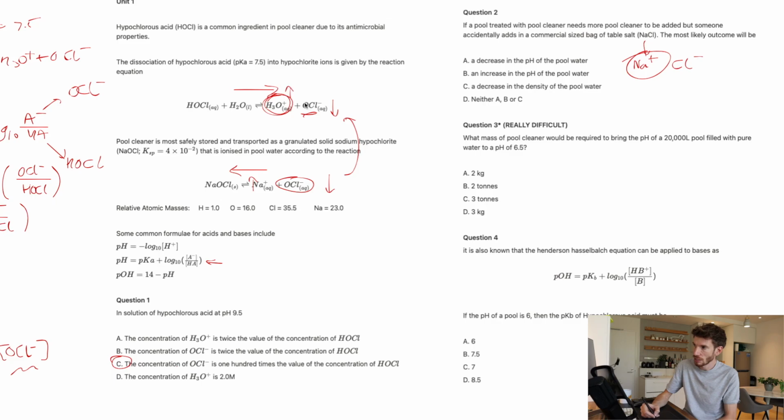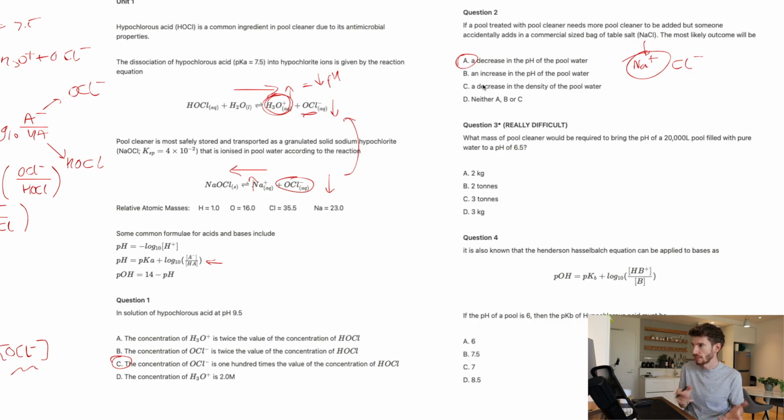So if we have an increase now in this as a result of all of these responses, then we have an increase in H+, which means we have a decrease in the pH of the solution. And so that would lead to a decrease in the pH of the pool water. So we know that B is the complete opposite, so that's already out just on that.